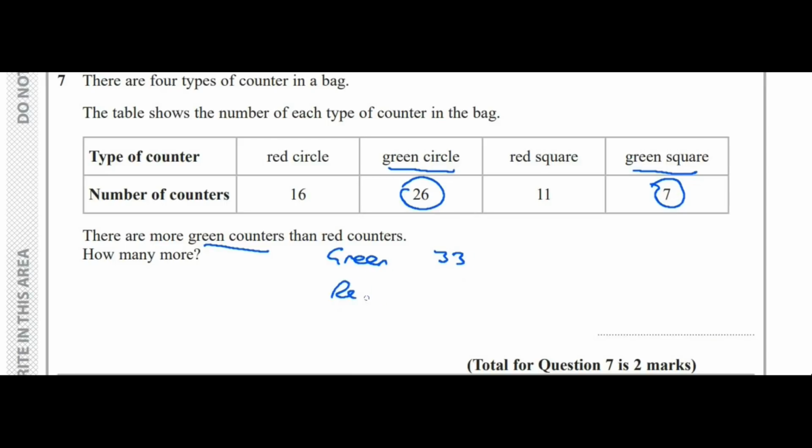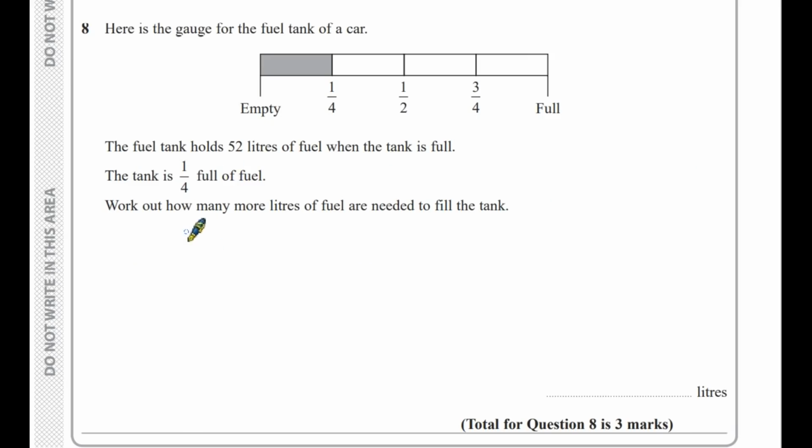We also have some red counters in the bag. There are 16 circles and 11 square counters. 16 plus 11 is 27. So if we're being asked how many more green than red, it is 33 minus 27. The answer is 6.